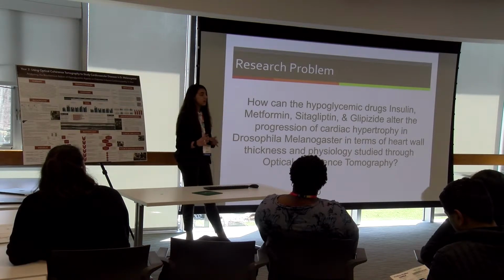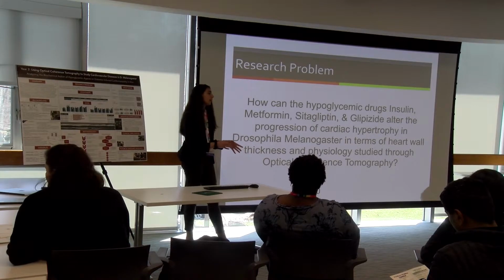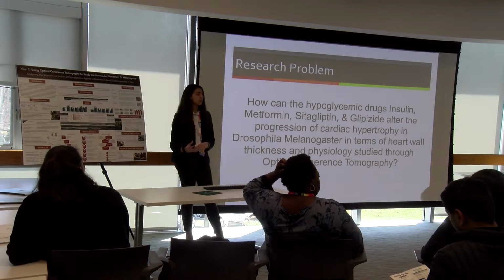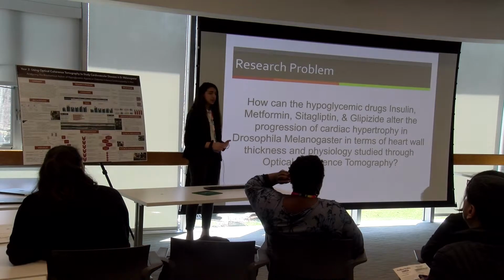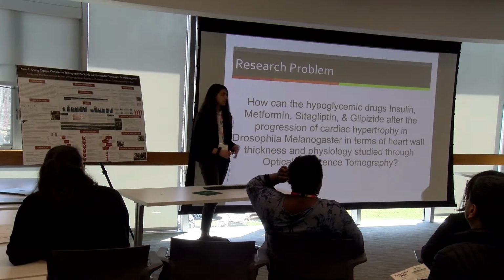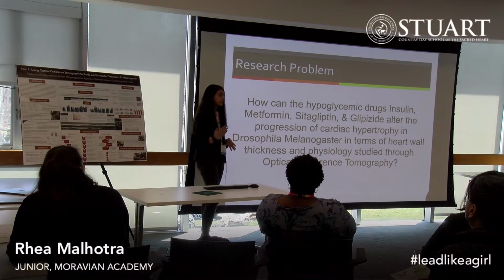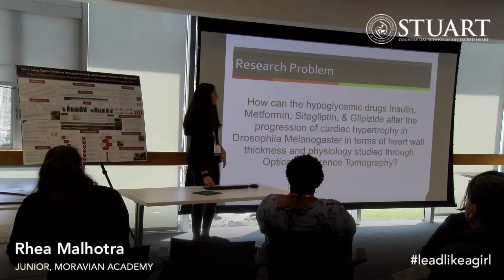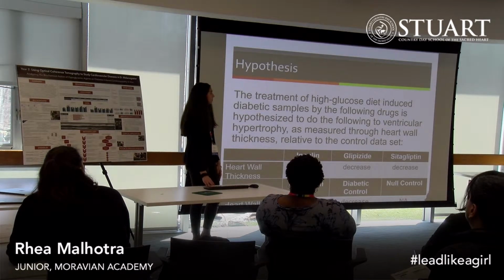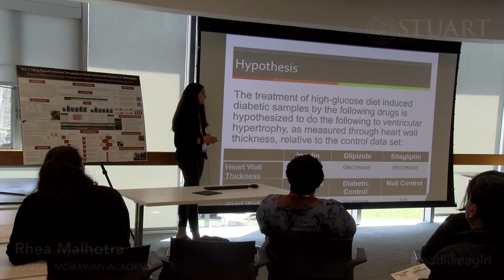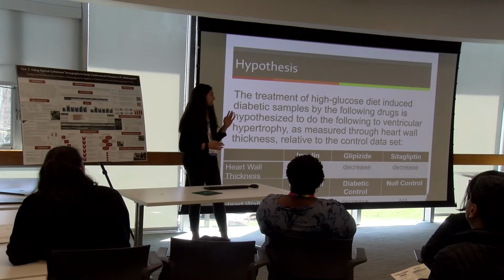So my new study worked on inducing diabetes in the fruit fly and being able to treat them with different hypoglycemic agents, namely insulin, metformin, sitagliptin, and glipizide, to understand how these drugs for diabetes can regress the effects of cardiac hypertrophy, or the gradual thickening of the heart wall. And I measured this through heart wall thickness through optical coherence tomography. My hypothesis was that all but insulin would lead to a decrease of hypertrophy, so they would be able to regress the progression of cardiovascular disease. And this was based on existing research regarding insulin.